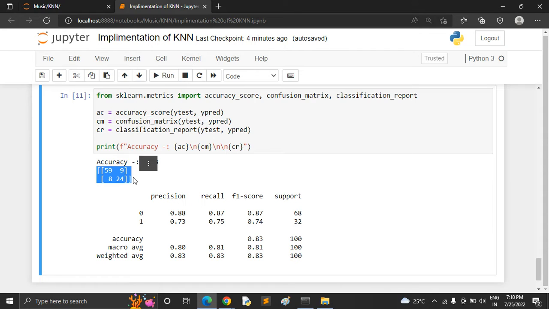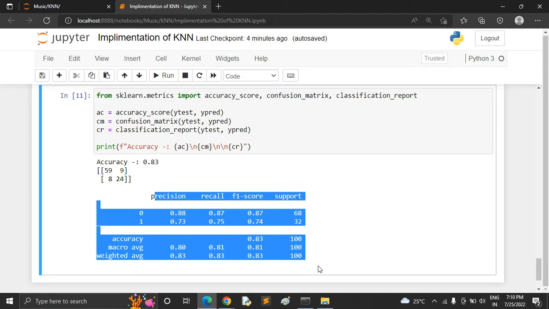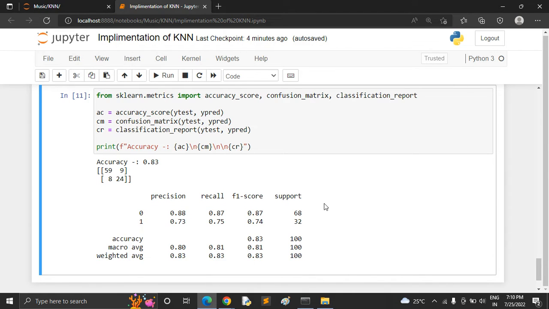Now, why is confusion matrix important? Because when it comes to accuracy score and classification report, I would say confusion matrix is the mother of accuracy score and classification report. Okay, so by using this confusion matrix, you are able to derive accuracy score and this classification report. Okay, let's see how.